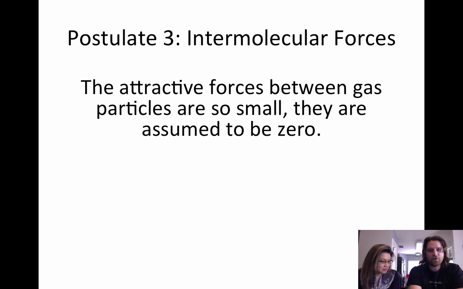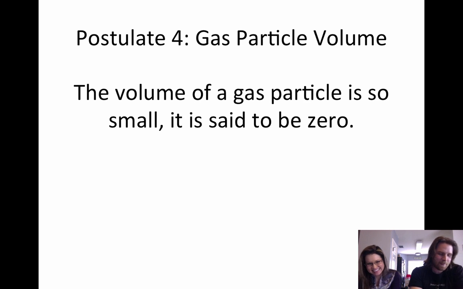Okay. Intermolecular forces, the forces between molecules. These are our attractive forces. The attractive forces between gas particles are so small they are assumed to be zero or negligible. And that's really because gas particles are just moving way too fast. Yeah, they don't have time for that. Nobody got time for that, right?